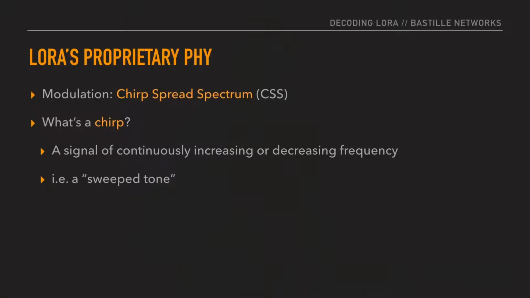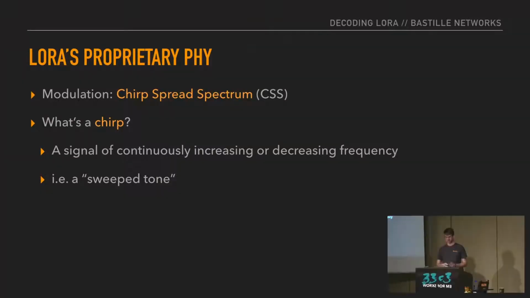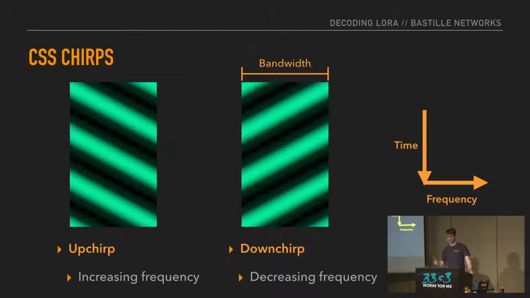LoRa uses a really neat proprietary PHY that's built on a modulation called chirp spread spectrum, CSS for short. Now, what is a chirp? A chirp is a signal whose frequency continuously increases or decreases. You can think of it as being like a sweep tone. And if we visualize it using a spectrogram as before, it looks kind of like this.